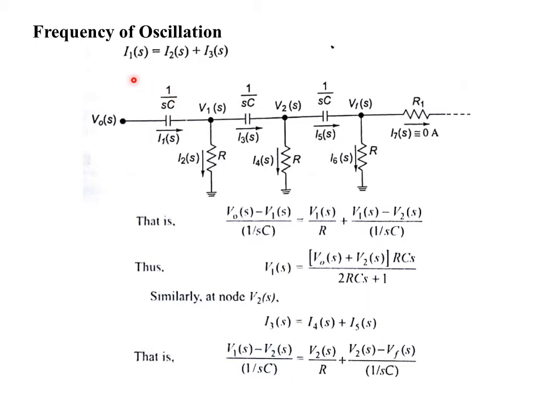Applying Kirchhoff's current law, I1(s) can be given as I2(s) plus I3(s). So I1(s) can be written as (V0(s) minus V1(s)) divided by 1 by sC, which is equal to V1(s) divided by R, which is equal to (V1 minus V2) divided by 1 by sC. If you simplify, you can get an expression for V1(s). Similarly, proceed on to the node V2. You can write I3 equal to I4 plus I5. Substituting for I3, (V1 minus V2) divided by 1 by sC is equal to V2 by R, which is equal to (V2 minus Vf) divided by 1 by sC.